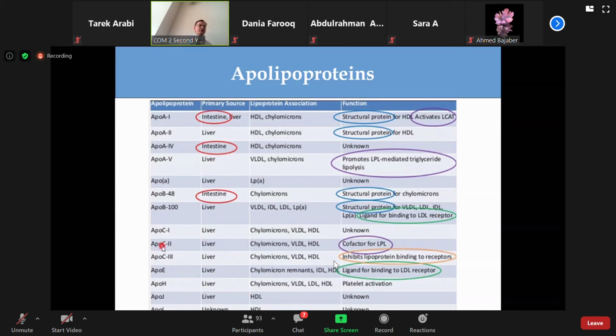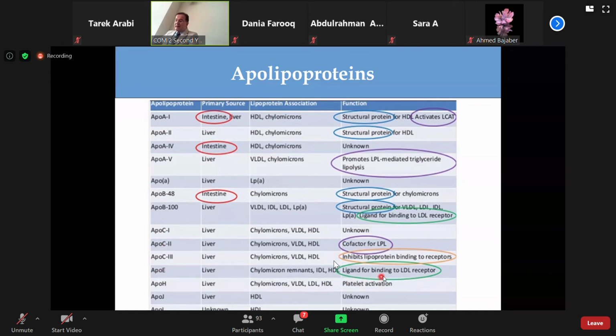Now, we do have ApoC2. I'd like you to know ApoC2, which is a coactivator for lipoprotein lipase, which is present where? In the endothelial cells of the lining of the vessels. And they have the ApoC2. And we'll see what happens with deficiency of ApoC2, which phenotype would be formed.